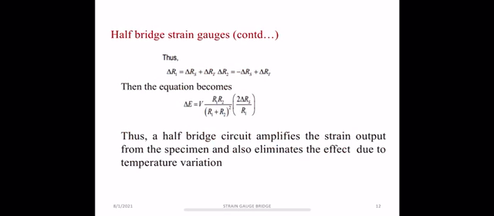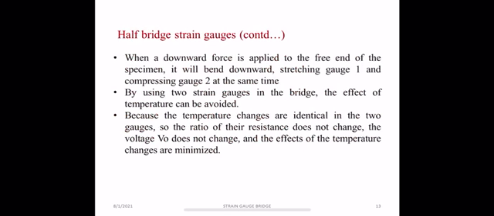Thus, delta R1 equals delta RS plus delta RT and delta R2 equals minus delta RS plus delta RT. Then the equation becomes delta E equals V into R1 R2 by R1 plus R2 the whole square, into 2 into delta RS by R1. Thus, a half bridge circuit amplifies the strain output from the specimen and also eliminates the effect due to temperature variation. When a downward force is applied to the free end of the specimen, it will bend downward, stretching gauge 1 and compressing gauge 2 at the same time.